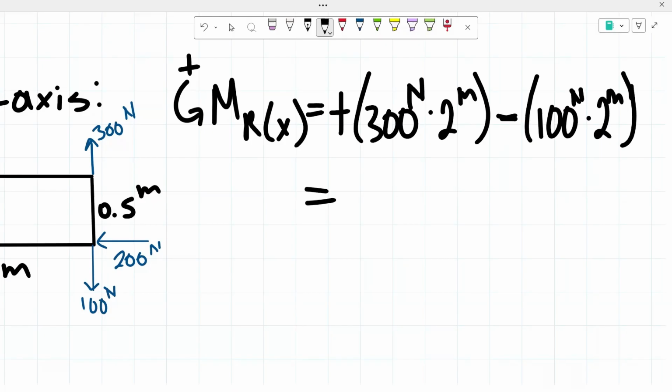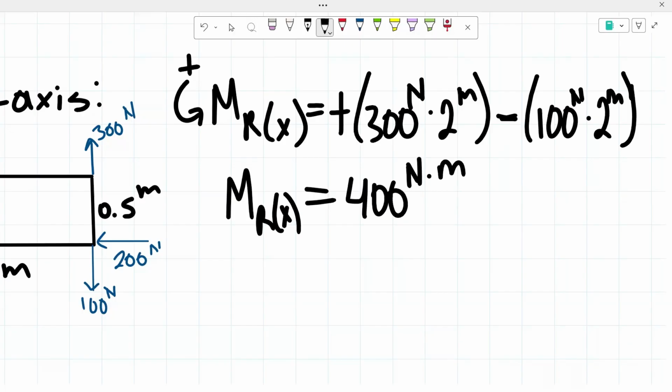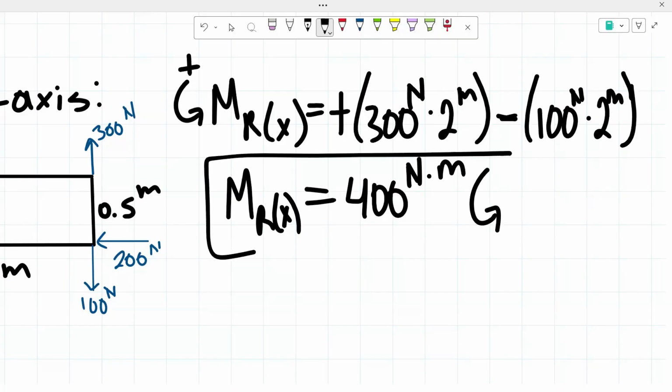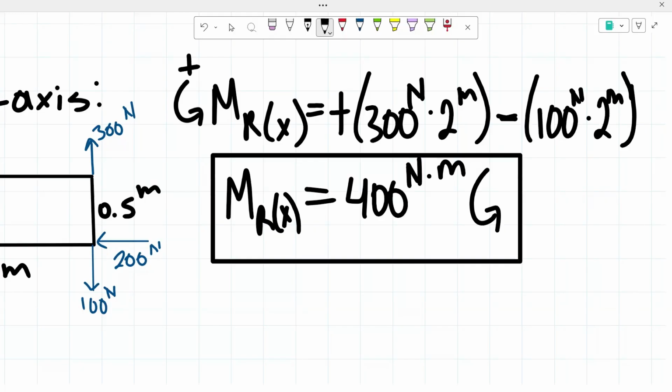And once we solve for that, we end up getting that our resultant moment about our x-axis is equal to 400 Newton meters going counterclockwise. So just like that, we were able to determine our resultant moment about the x-axis. Now we're going to be doing the same thing for our y and z axis.